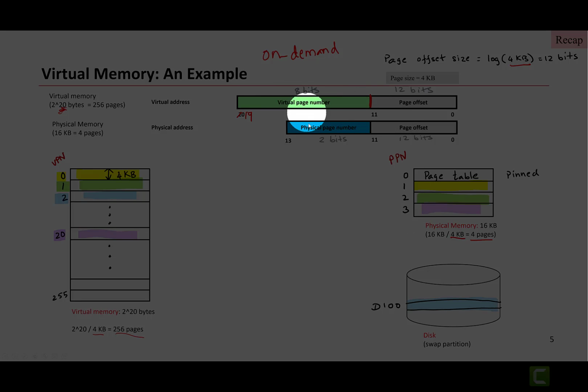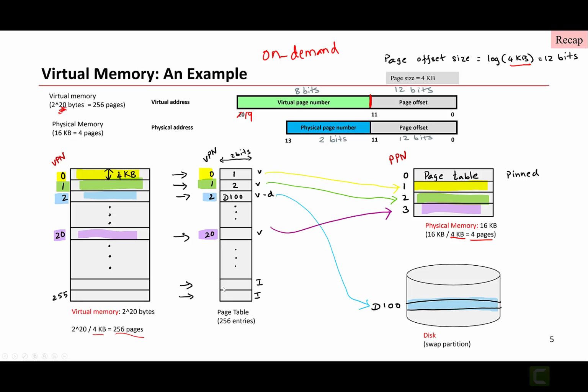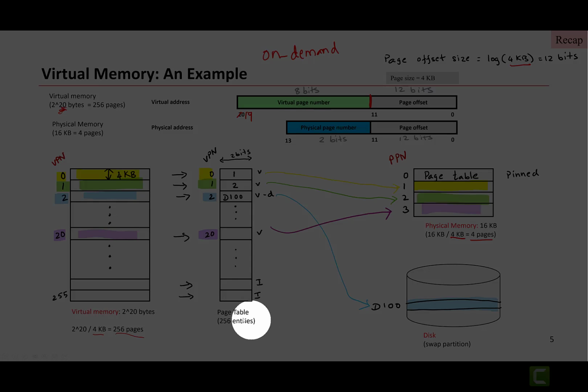Now this translation is done by, or explicitly kept track of, in this simple data structure called the page table. The page table is nothing but, in this example, a simple array indexed by the virtual page number, meaning for every virtual page number I have an entry in this page table, and that entry stores the physical page number, which I can then use to access my data.